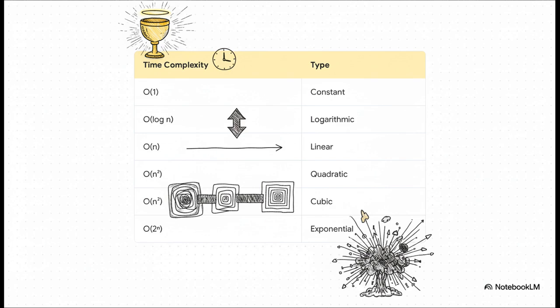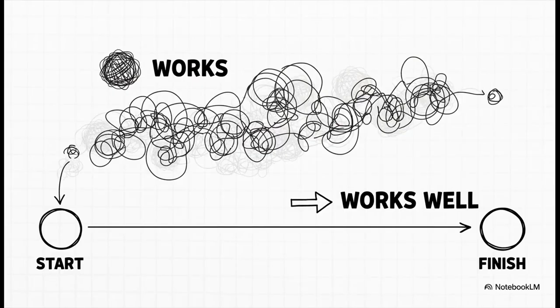Then comes our reliable friend, O of n, our simple loop. After that, performance starts to get more expensive with O of n squared and O of n cubed. And way down at the bottom, you have scary stuff like O of 2 to the n, exponential time, which becomes basically unusable really fast.